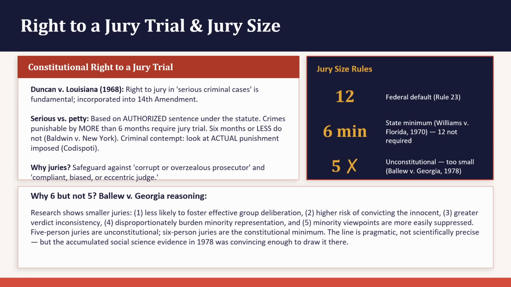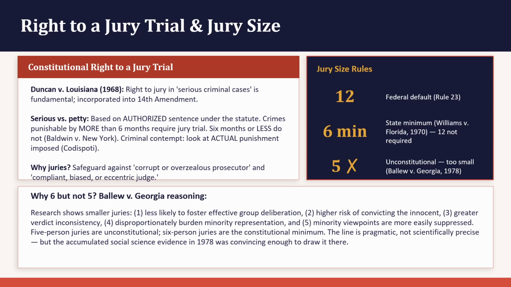The distinction between serious and petty offenses is based on the authorized penalty under the statute, not the penalty actually imposed. If the legislature has authorized imprisonment of more than 6 months, the defendant has a constitutional right to a jury trial. Gary Duncan's case illustrates why. A 19-year-old black man was prosecuted for touching the arm of a white student who was intimidating black classmates. Without a jury, there was no check on this prosecution.